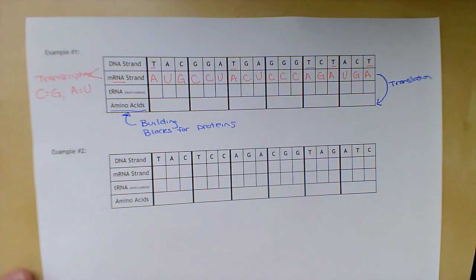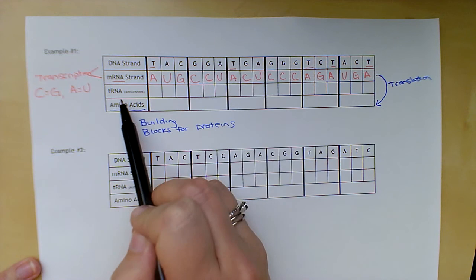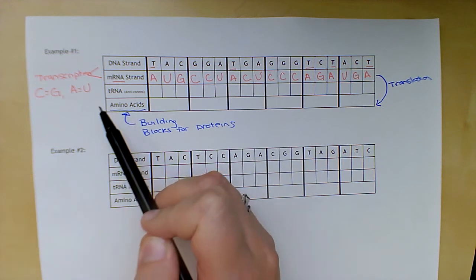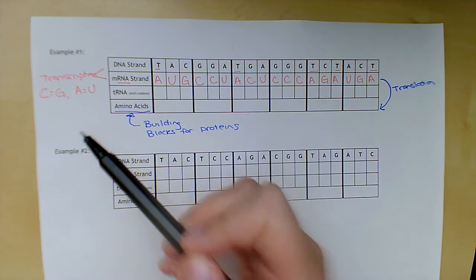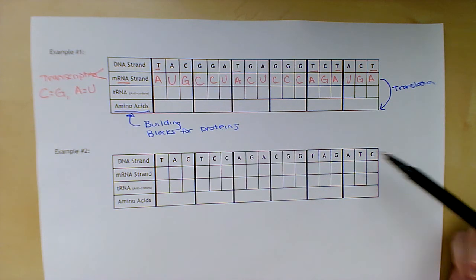Okay? The other thing you probably noticed is you're like, wait a minute, we skipped tRNA. When I do these, I like to skip that row so I don't get confused, and I'll show you why in a minute. So I skip right to the amino acids, and then I go back and do my anticodons. So we're going to do that first.